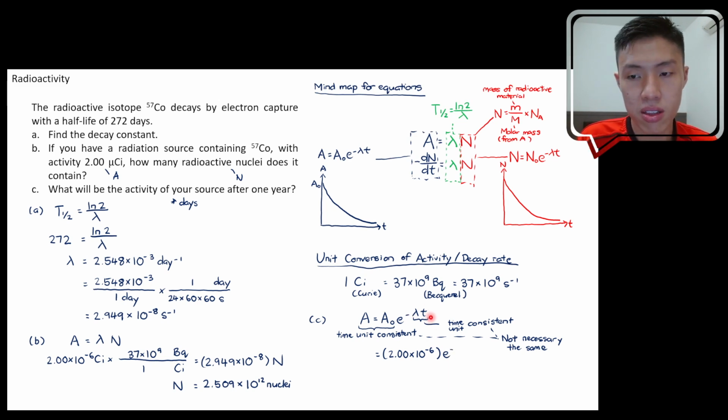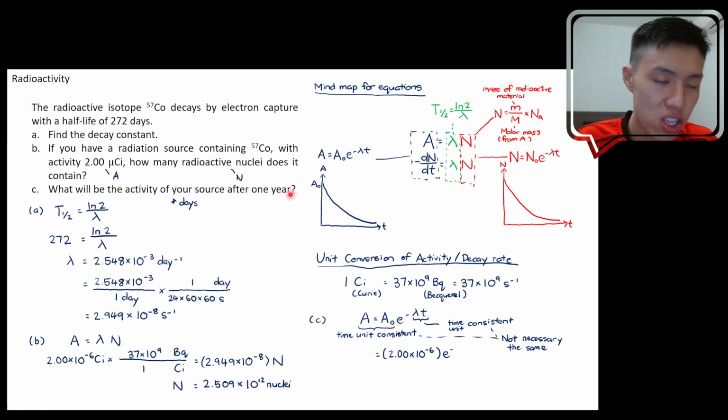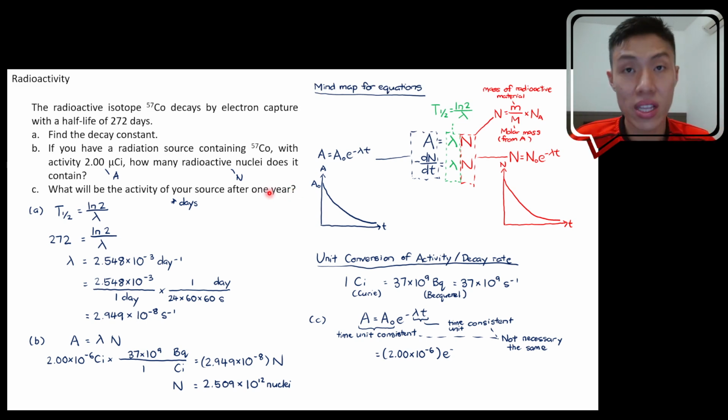But for the lambda and t, I need to make sure they are consistent. If I wish to use 2.949 times 10 to the power of negative 8, I need to put my time not as 1 year. I have to change 1 year to the equivalent in seconds. 1 year has 365.25 days, each day has 24 hours, each hour has 60 minutes, each minute has 60 seconds. I have to convert 1 year to seconds if I wish to use lambda in the unit of per second.